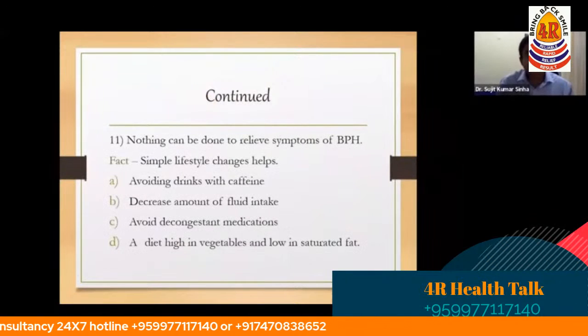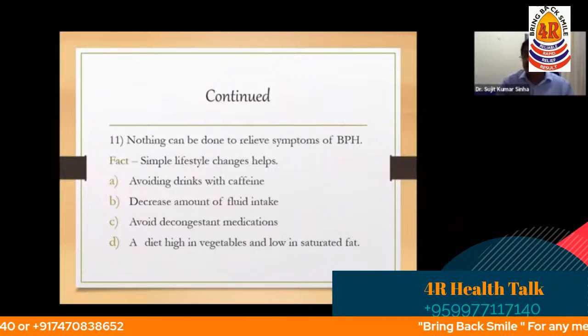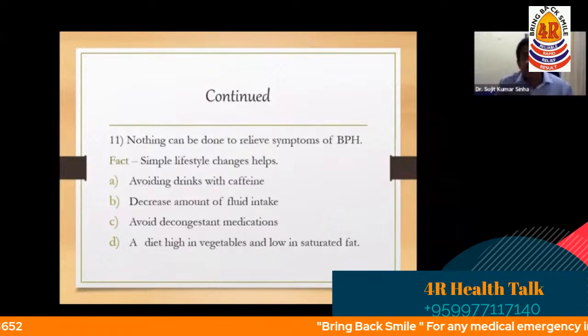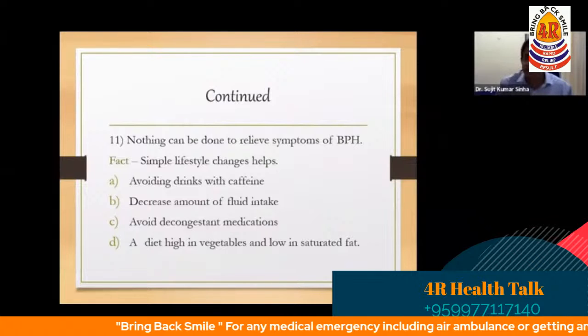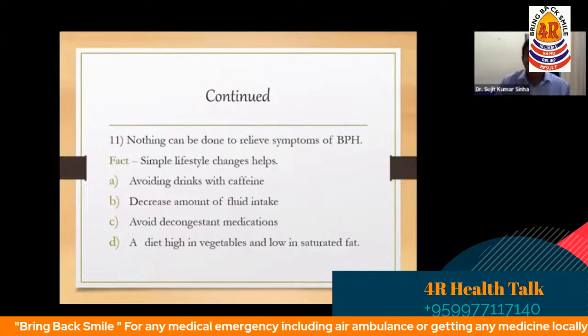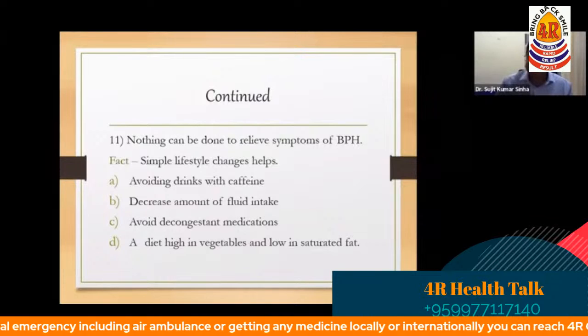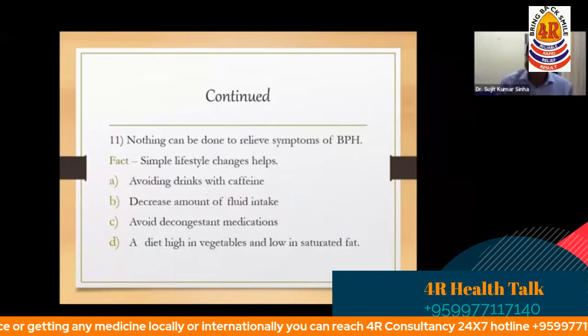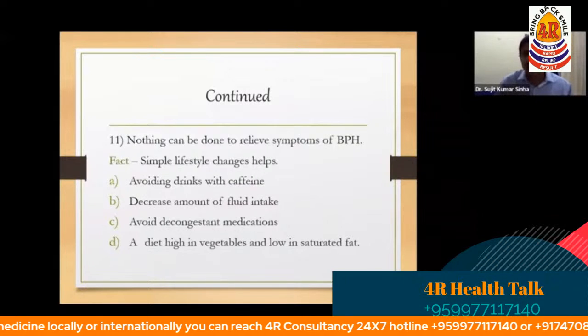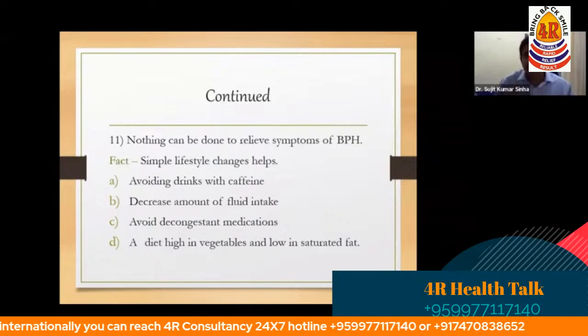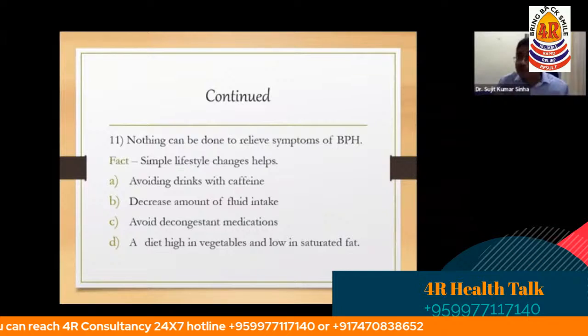Next. Okay. Now, the most important part. So, is everything inevitable? Nothing can be done to relieve symptoms of BPH? No, there are some lifestyle changes which help. Avoiding drinks with caffeine, because the more you take drinks with caffeine, diuresis occurs and urine output increases. So you will have to go more often to pass urine. Decrease the amount of fluid intake, especially during the night.